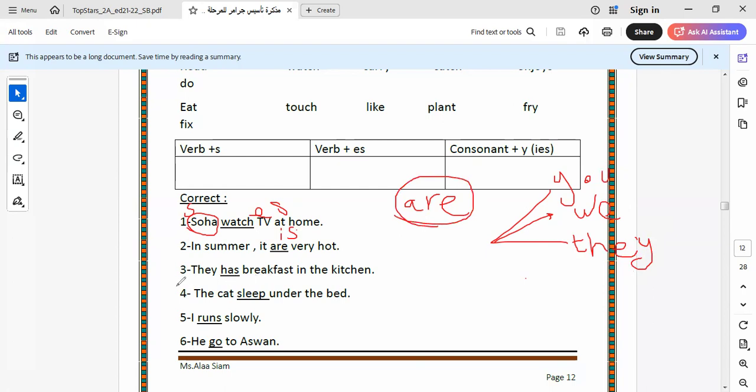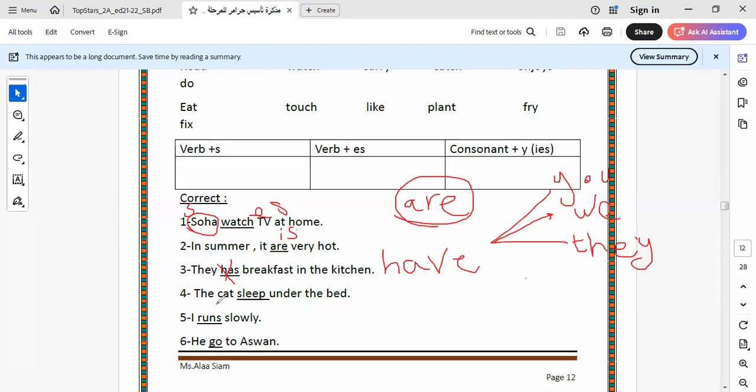Let's go to another one here. They have breakfast in the kitchen. It will be have, not has. Why? Because they takes have. When we make a question or a negative and want to return the verb to its infinitive, if we have has, we return it to have. If we make a question or negative form, I return the verb to its infinitive.